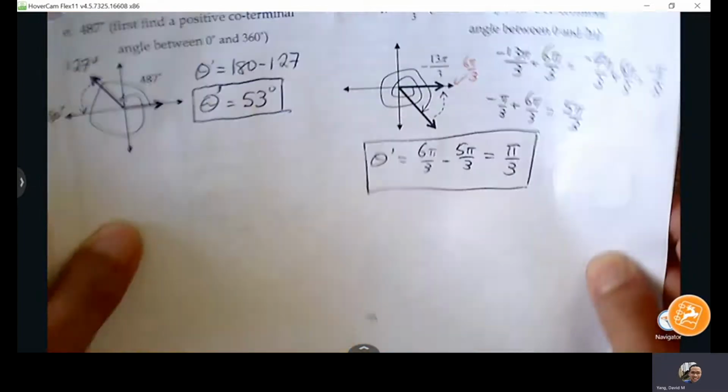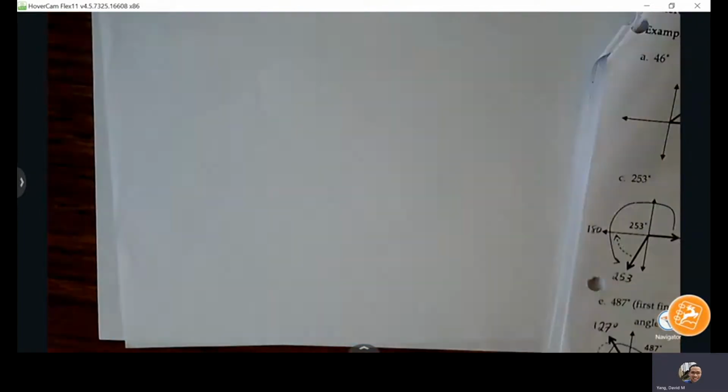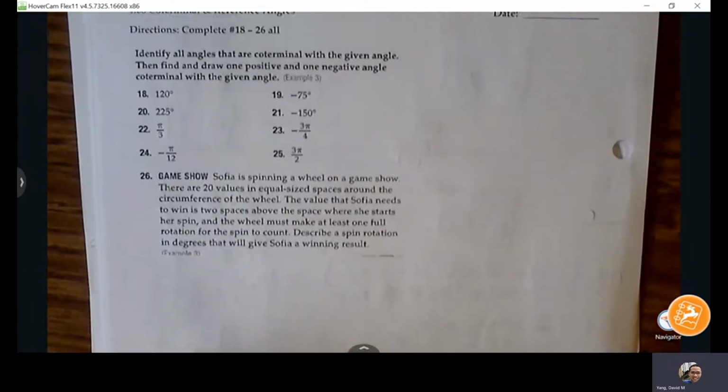Okay. We also talked about reference angles. Sorry, before we do reference angles, let's look at some examples of coterminal angles on page 22. All right, so this will be part of your homework, and we're going to work through some of them together. Page 22.